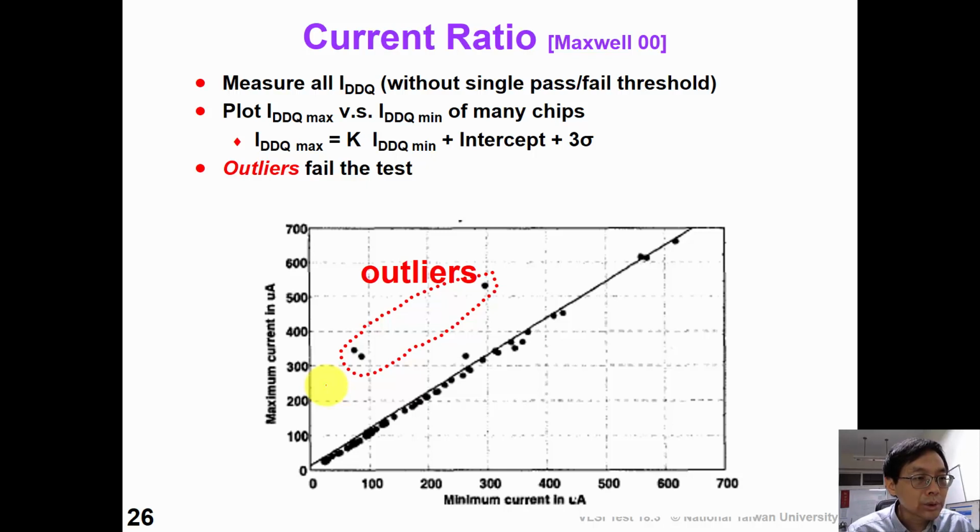Also, we can use an idea like current ratio. In this technique, we plot the maximum IDDQ versus minimum IDDQ, and we calculate the slope of this curve. In this way, we can identify outliers. If this chip has a different slope than the population, then we suspect it is a defective chip, so it fails the test.